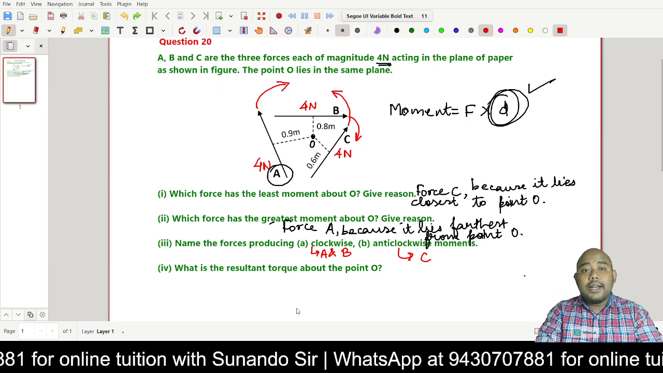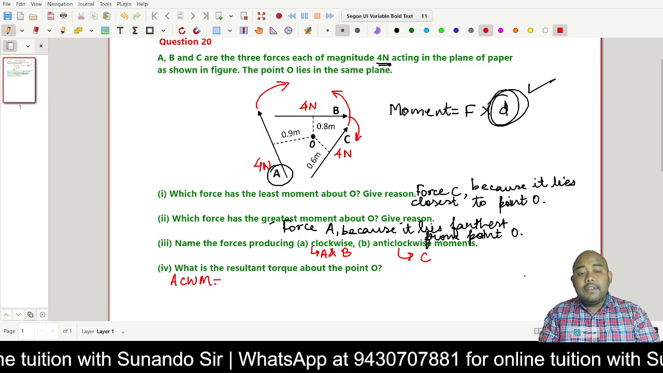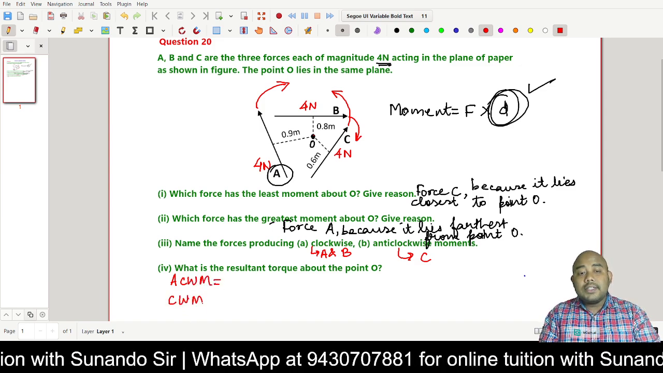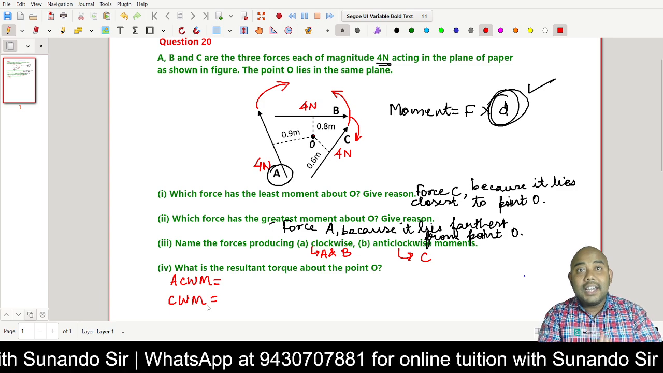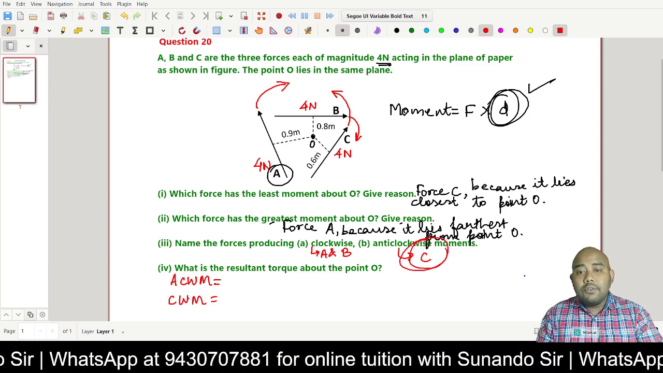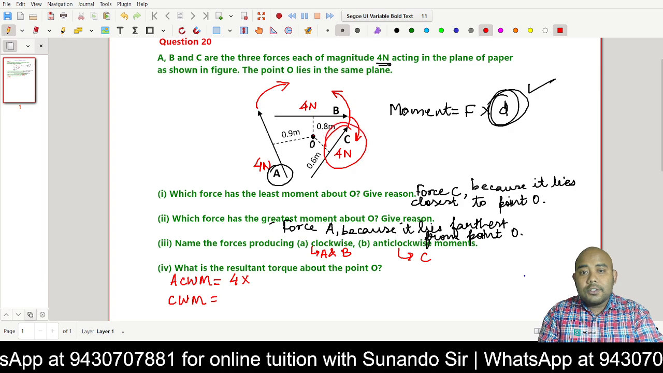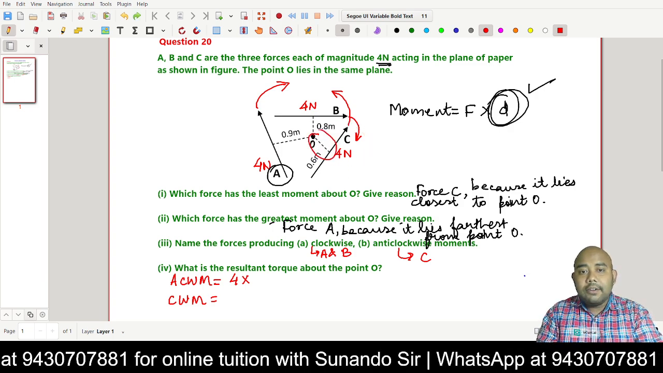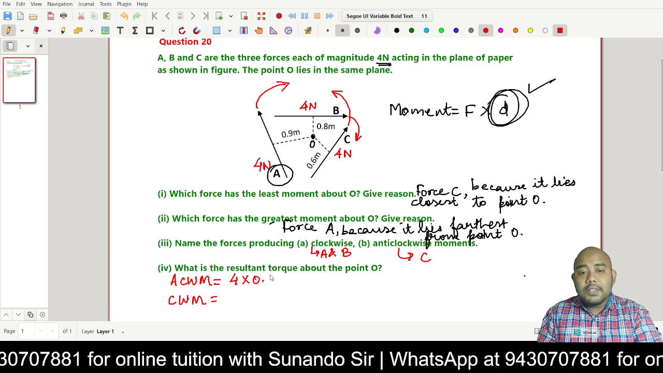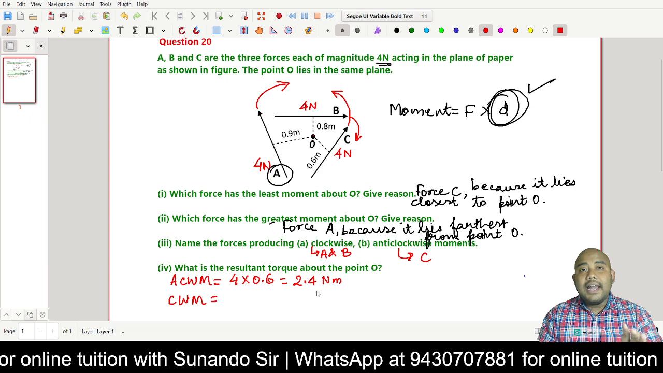How do we do that? First we calculate the total anti-clockwise moments, then we calculate the total clockwise moments, and then we add them with the sign. I will show you. Anti-clockwise moment is produced due to only force C. Force C is 4 Newton, and it is at a perpendicular distance of 0.6 meters. So that is 2.4 Newton meter. This is the anti-clockwise moment.